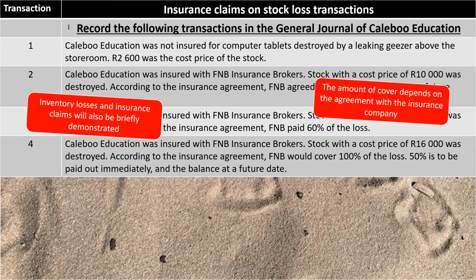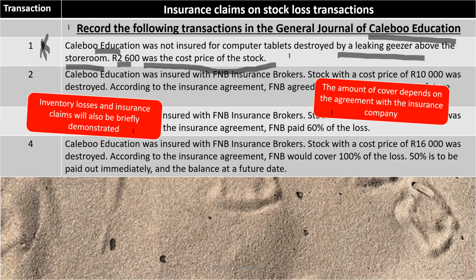So it says here, record the following transactions in the General Journal of Calibu Education. Number one, Calibu Education was not insured for computer tablets being destroyed, because there was a leaking geyser above the storeroom. So 2,600 Rand was the cost price of the stock that was destroyed. Now in this case, Calibu Education was not insured. So how do we deal with that transaction?